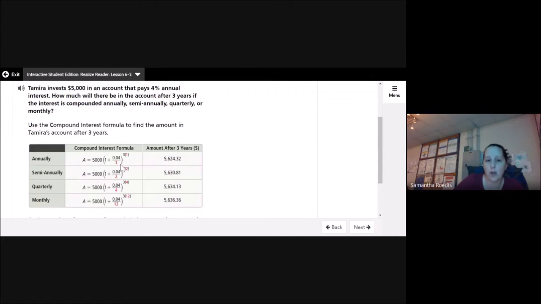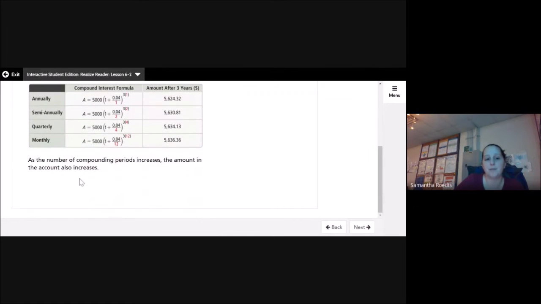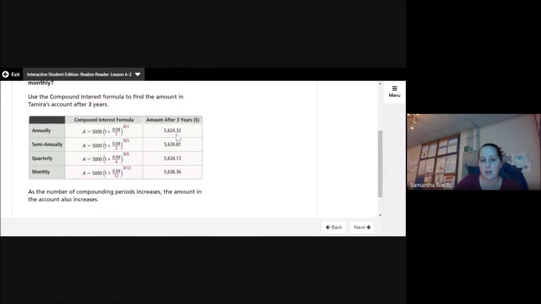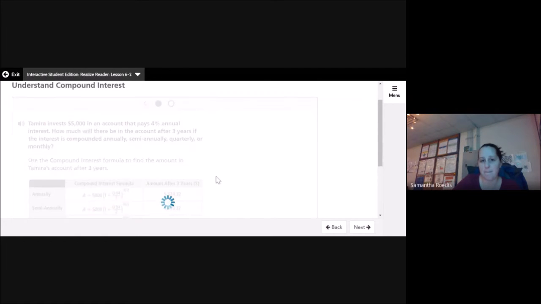Okay, so annually would be 1. Okay. Semi-annually would be 2. Quarterly would be 4, and monthly would be 12. Okay. So notice N here is 1, 2, 4, 12. So you're multiplying it by that same amount, that N amount. Okay. As the number of compounding periods increases, the amount in the account also increases. Okay. So you can see that it goes up each time.